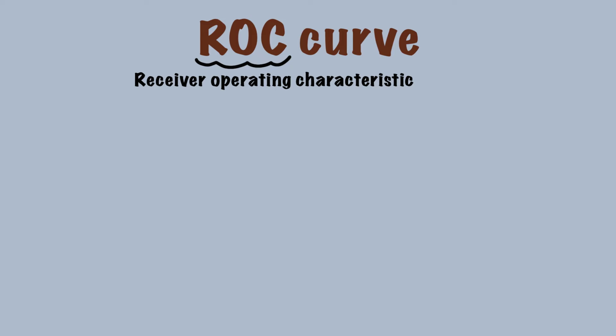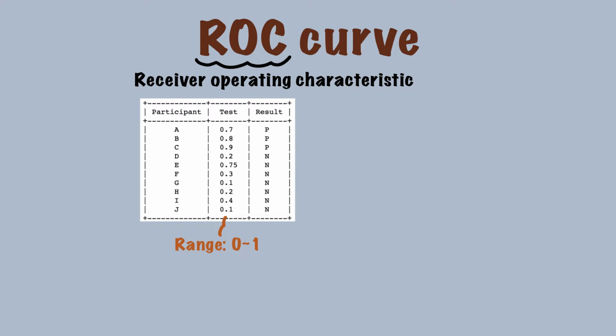I know it sounds pretty abstract, so let's discuss why do we need the ROC curve. Suppose we have this medical data with 10 participants. We want to know whether a person is infected by looking at the test number. In specific, test number ranges from 0 to 1, and the infection result is either positive or negative. Positive means that person is infected.